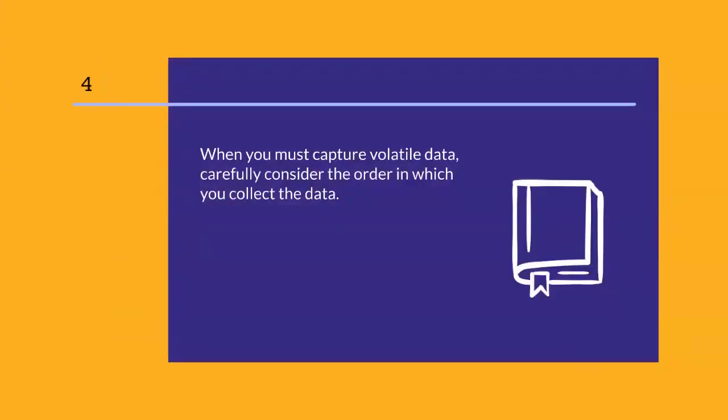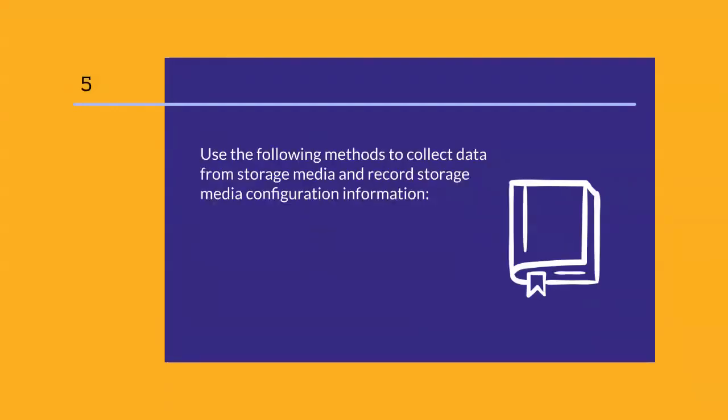When you must capture volatile data, carefully consider the order in which you collect the data. Volatile evidence can be easily destroyed. Information such as running processes, data loaded into memory, routing tables, and temporary files can be lost forever when a computer is shut down. Use the following methods to collect data from storage media and record storage media configuration information.